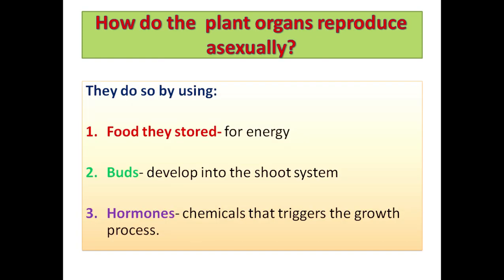Alright, so the next question now, which is a big question. Although the plant organs reproduce asexually, so that's what we want to find out now. Our onion uses bulbs to reproduce. How does the ginger plant use its rhizome to reproduce? Now, they do so by, one, using food they stored, which they use for energy. Two, they use buds. Of course, buds are very tiny, or we would say young leaves and shoots of plants. And of course, three, hormones. These are chemicals that trigger and control the growth process within the plant. Let's move to the next slide.